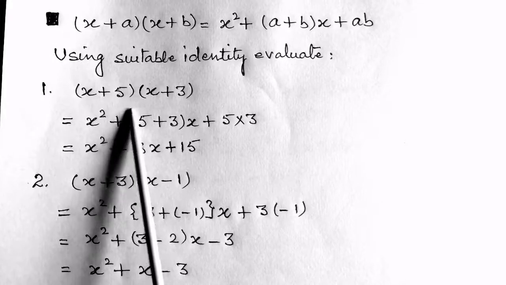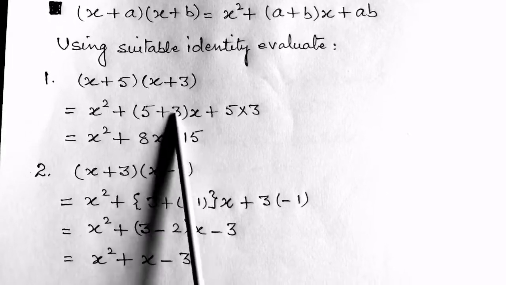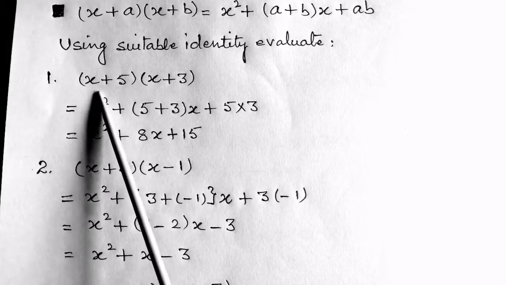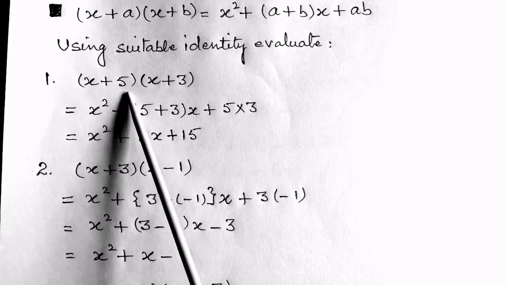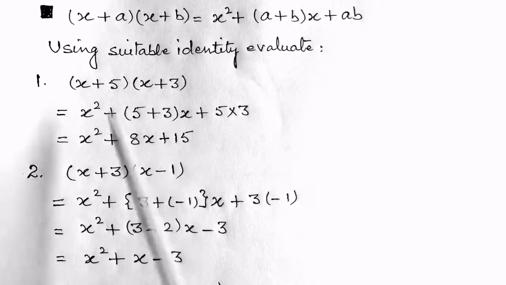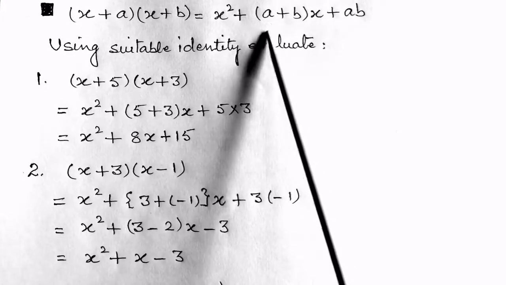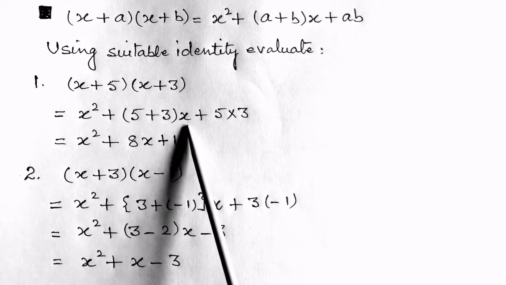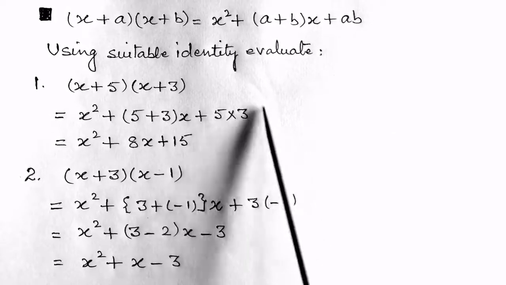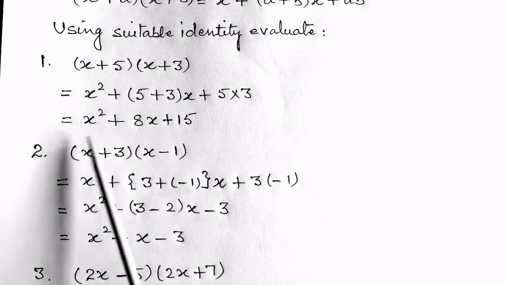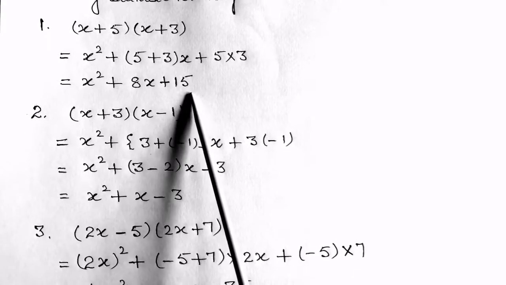First is (x + 5)(x + 3). Now if you compare this with the formula, instead of x we are having x only, instead of a we are having 5, and instead of b we are having 3. So put these values in the identity. x as it is, so I write x² + (5 + 3)x + 5 into 3. Now 5 plus 3 is 8, so we get x² + 8x + 15.